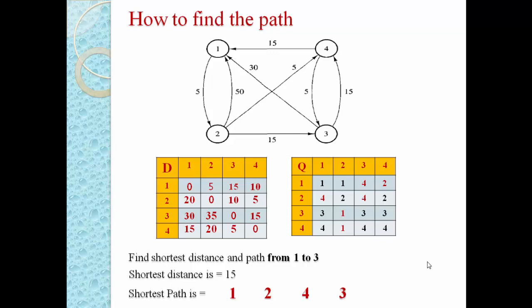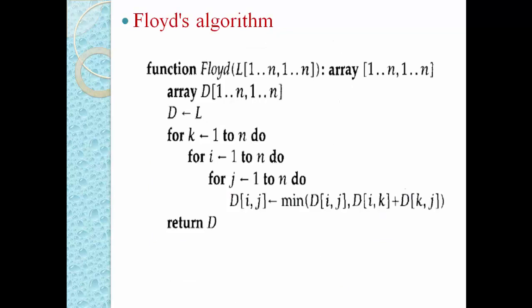So let us now discuss the pseudocode of Floyd's algorithm. As per Floyd's algorithm, the first step is we have to identify the L matrix. L matrix is nothing but the matrix for the direct distance. So fill one matrix, that is capital L. In that we have to fill the direct distance from one node to another node, and this matrix we have to store inside another matrix, that is capital D.